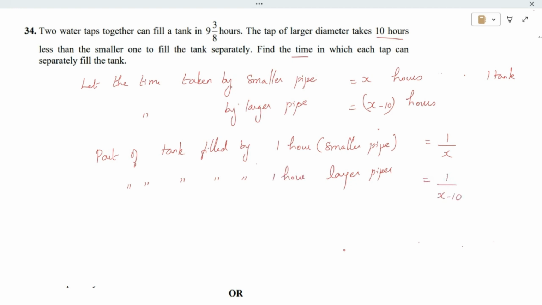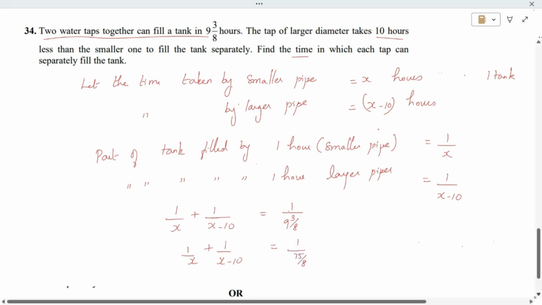Now come to the first part of the question. Two water taps together can fill a tank in 9 3 by 8 hours. So when I add together, both the taps can completely fill a tank in 9 3 by 8 hours, isn't it? So that is 1 by 9 3 by 8. Okay, so 1 by x plus 1 by x minus 10, because we are just calculating for per hour, is equal to 1 by, 9 8s are 72 plus 3 is 75 by 8.